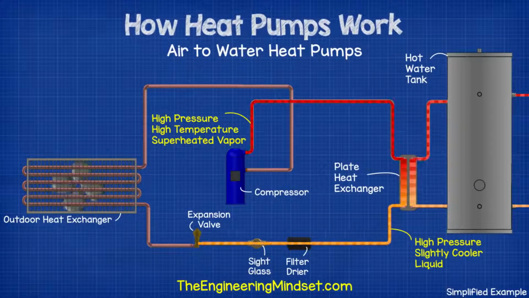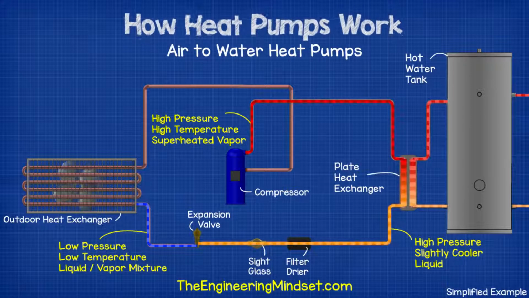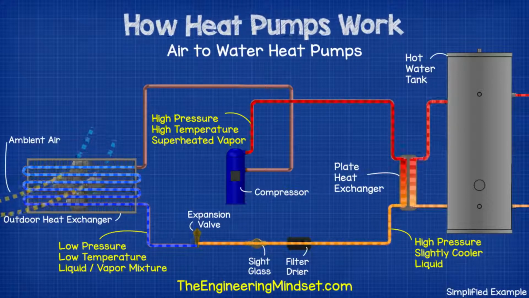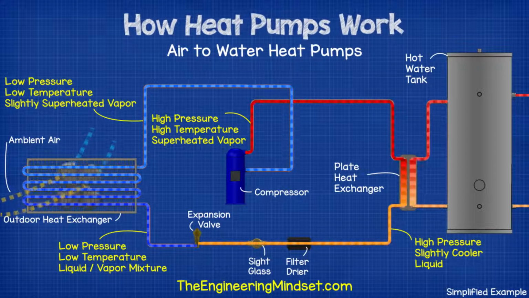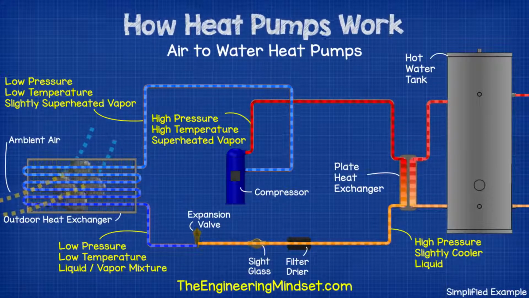The refrigerant then passes through the filter dryer and the sight glass and then into the expansion valve. The expansion valve causes the refrigerant to become part liquid, part vapor state, and will be at a low temperature and pressure. It then passes through the outdoor heat exchanger, where the outdoor ambient air causes the refrigerant to boil. The refrigerant then leaves as a low pressure, low temperature, slightly superheated vapor, and is then sucked back into the compressor to repeat the entire cycle again.